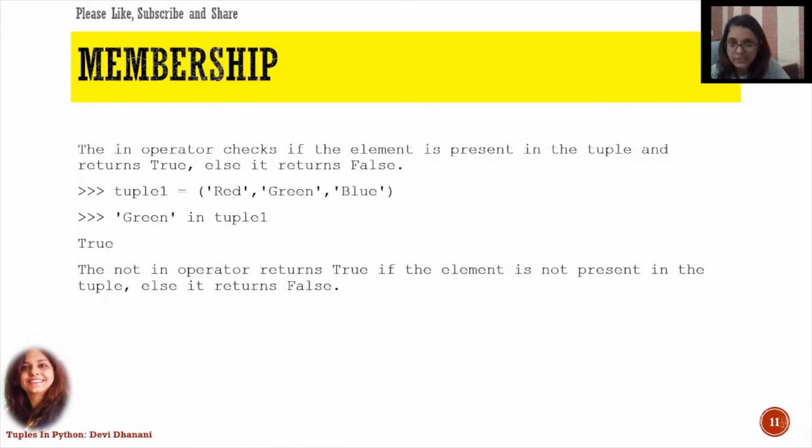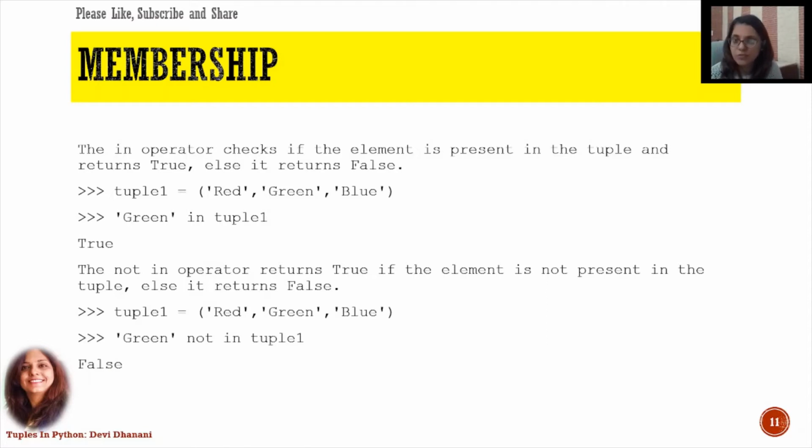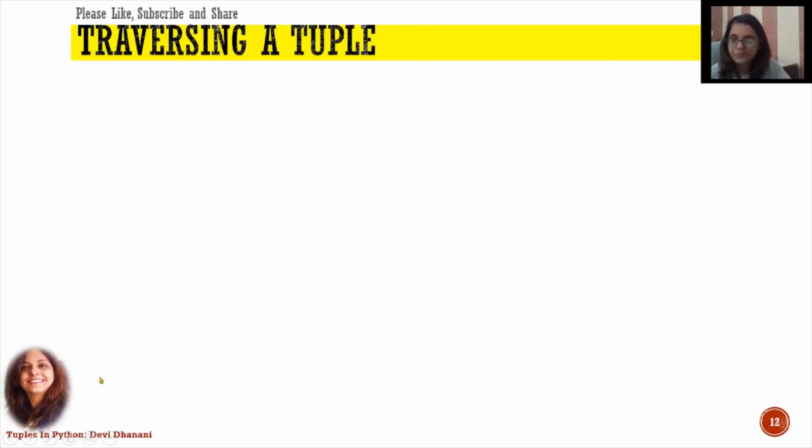And if it is not present, just like checking green not in tuple 1, what is going to be the output? The not in operator returns true if the element is not present in the tuple. Otherwise, it returns false. This actually is negating. Green is not in the tuple, you are asking. Obviously, green is there, so the result is false over here.